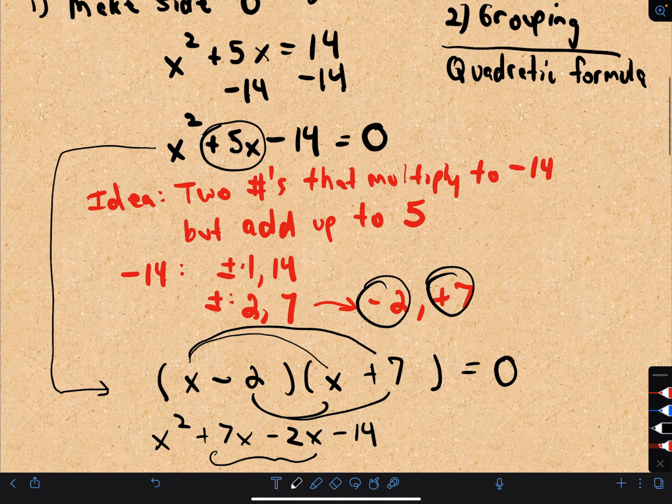So again, the coefficient on the x squared needs to be a 1. You want one side equal to 0. But then you're looking for two numbers that multiply to the constant and add up to the term in the middle.